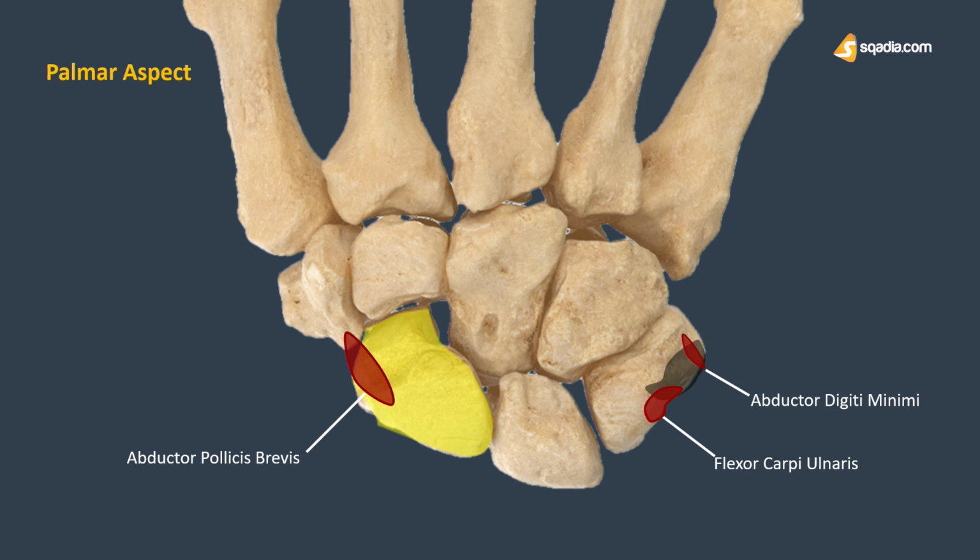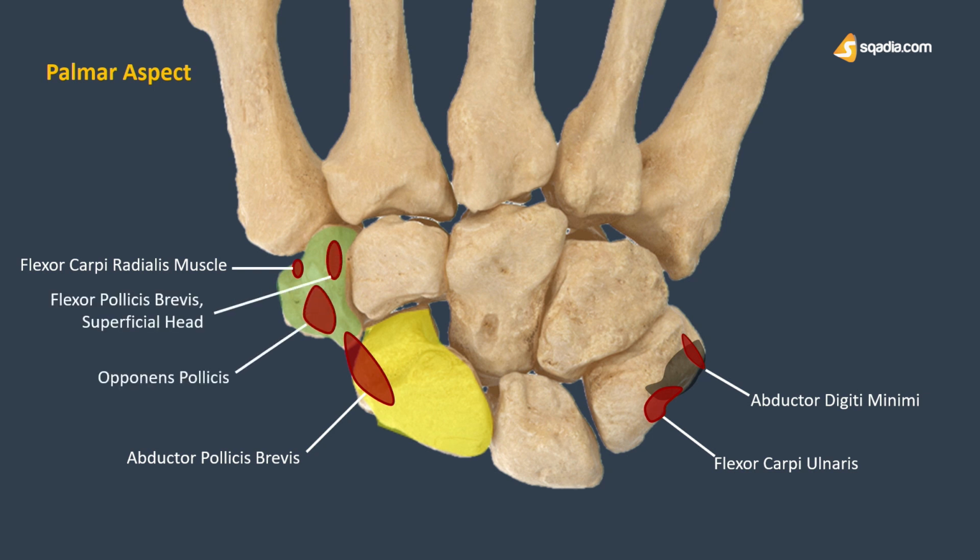The trapezium. The flexor carpi radialis muscle runs through the deep groove on the anterior side of the trapezium bone. This surface also serves as the origin of the opponens pollicis muscle and the flexor pollicis brevis muscle. The abductor pollicis brevis muscle attaches to the tubercle of the trapezium.